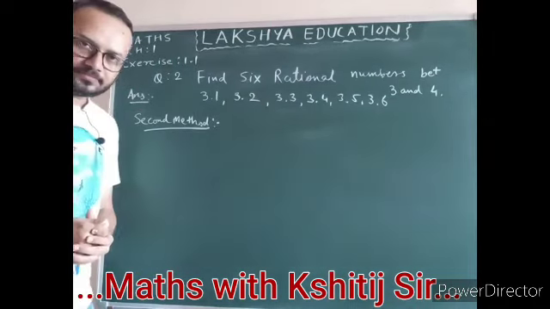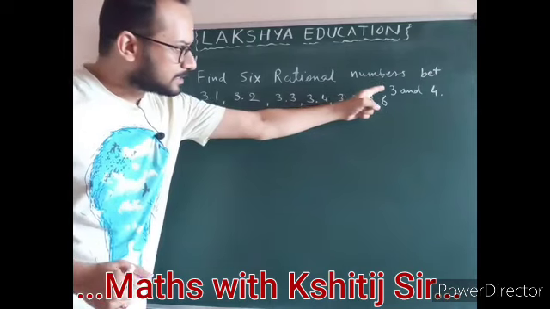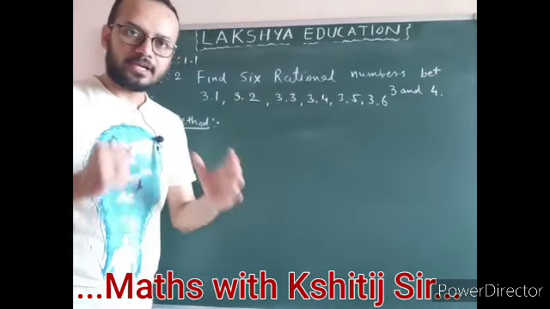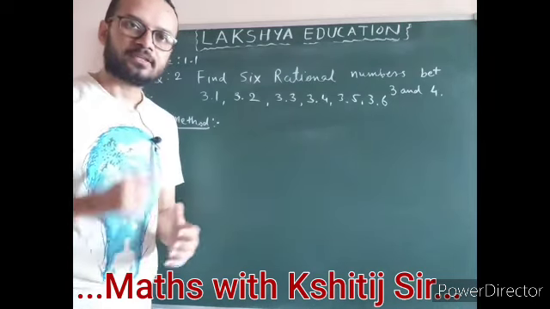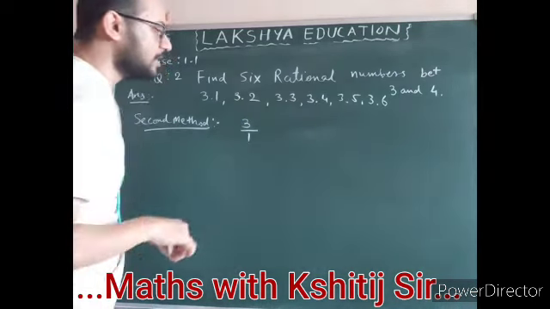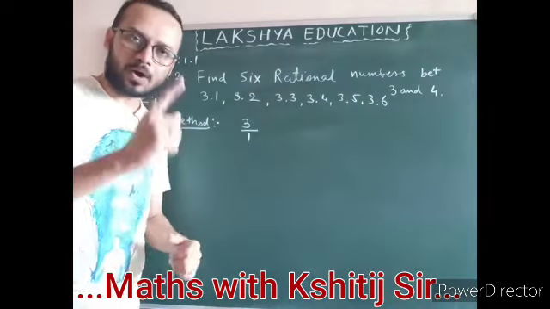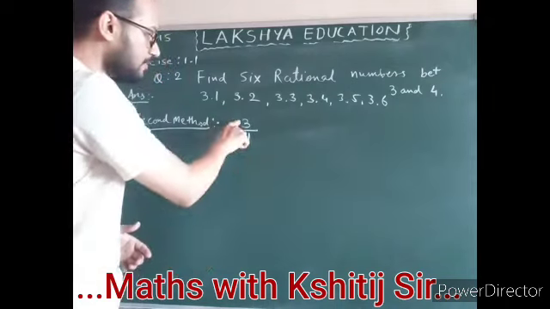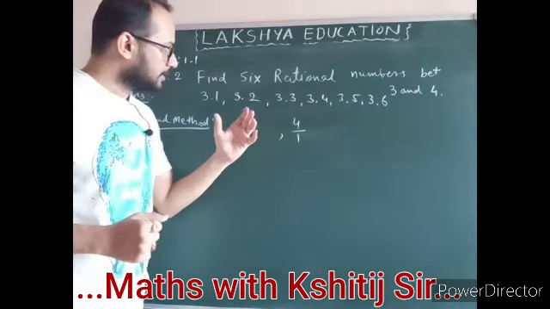In the second method, what can we do? First of all, we should see whether the number is given in p by q form. No, it is not given in p by q form. Then first of all, we should write it in p by q form. 3 means 3 upon 1. As there is no denominator given here, there is 1 as the denominator. So 3 by 1 is 3 and 4 can be written as 4 by 1.